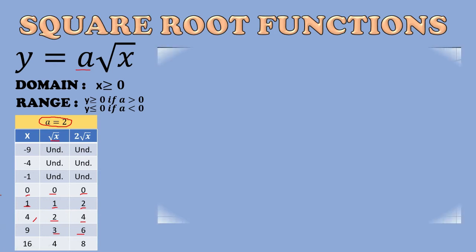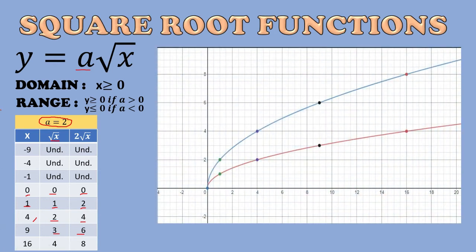In the coordinate system, you make a graph. The red graph is the parent function. In this example, because a is 2, this is the graph of the function 2 times square root of x, 2 times the parent function. We'll see in another example what happens when the value of a is negative.